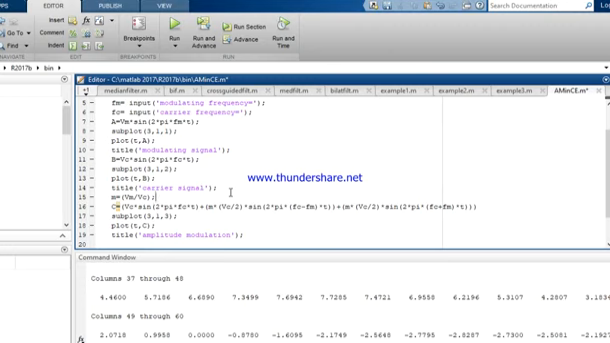Now we can put the m value. For amplitude modulation generation, we know the modulation index is given by v suffix m divided by vc. So that same formula we put: m equal to v suffix m divided by vc. So I will not explain the whole experiment once again, just the commands we are using in MATLAB.